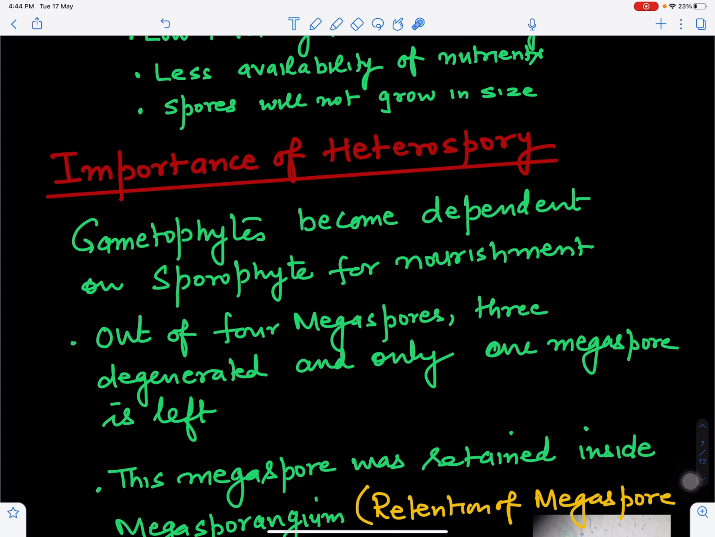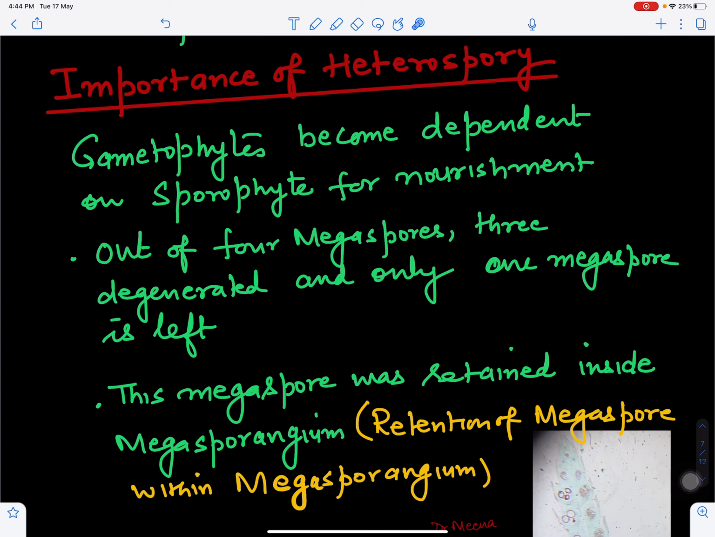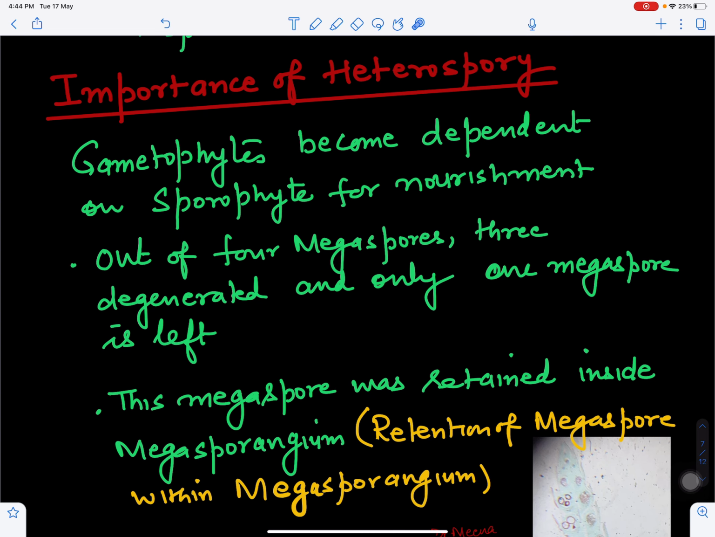So what is the importance of heterospory? Now we can see that gametophytes, I mean spores which are developing into gametophytes, they become dependent on the sporophyte for nourishment. अभी भी वो स्पोरोफाइट के ऊपर ही बॉर्न है, उन्हीं से अपना खाना पीना ले रहे हैं, उन्हीं से अपना नरिशमेंट ले रहे हैं.